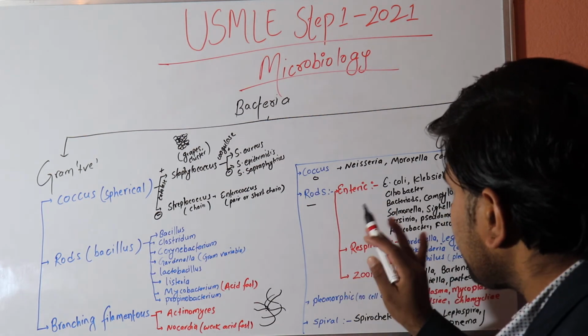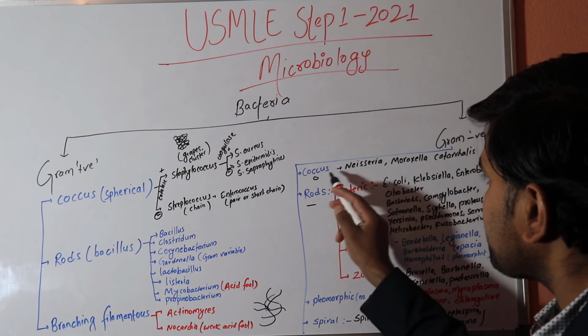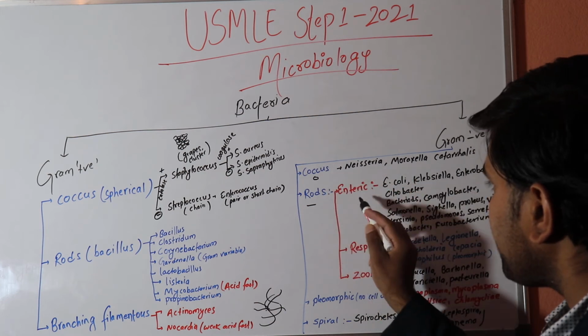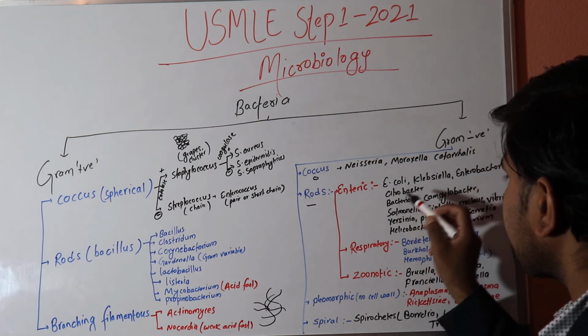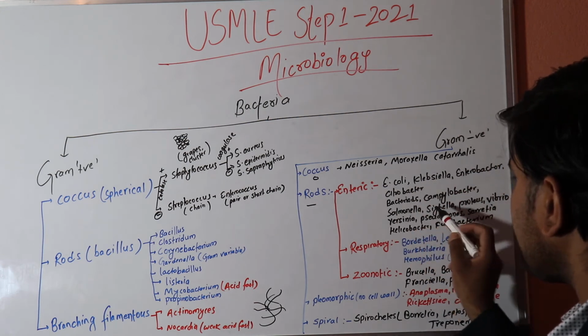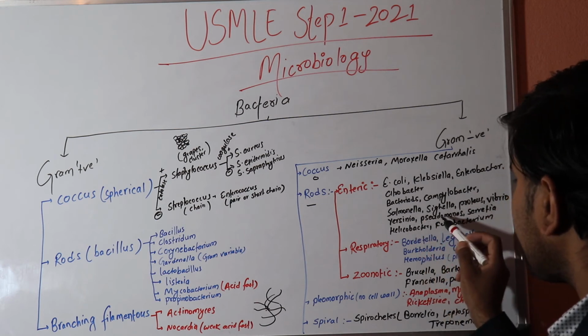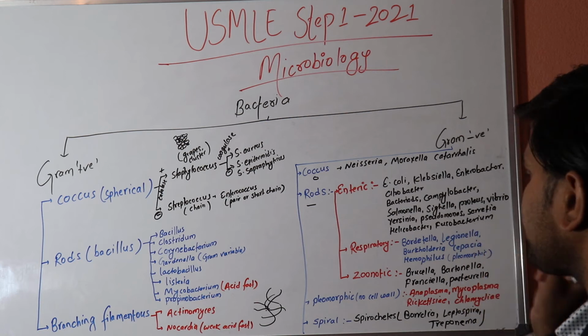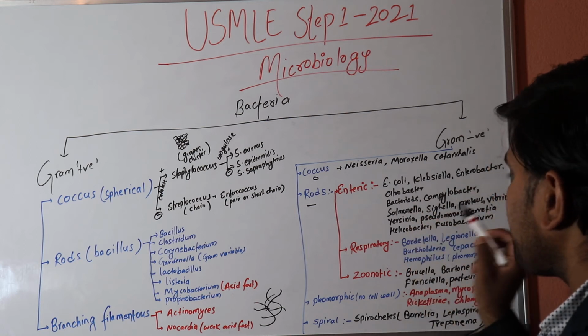Talking about gram negative organisms, they will be pink at the end of the gram stain. The cocci will be Neisseria and Moraxella, and the rods of enteric origin are E. coli, Klebsiella, Enterobacter and Citrobacter. These are lactose fermenting. Bacteroides, Campylobacter, Salmonella, Shigella, Proteus and Vibrio are non-lactose fermenting, as are Yersinia, Pseudomonas, Serratia, Helicobacter and Fusobacterium. So these are the enteric origin gram negative rods.